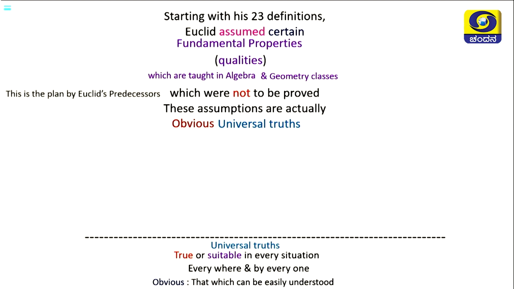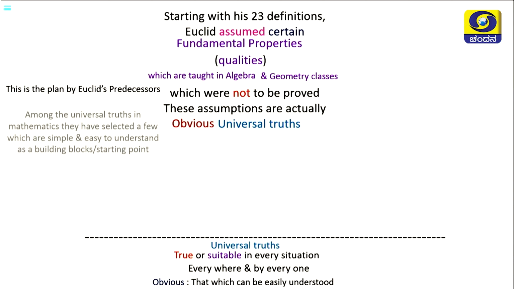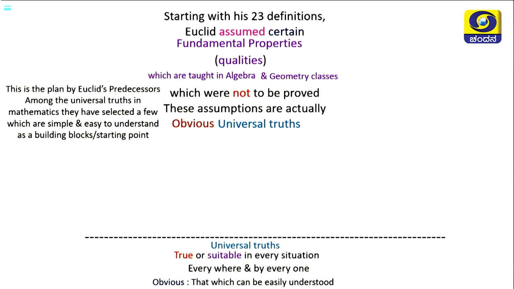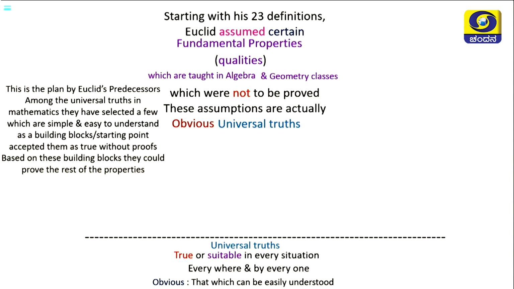Okay. This is the plan by Euclid's predecessors. Among the universal truths in mathematics, they selected a few which are very simple and easy to understand as the building blocks or the starting point, and accepted them as true without proofs. Based on these building blocks, they could prove the rest of the properties.